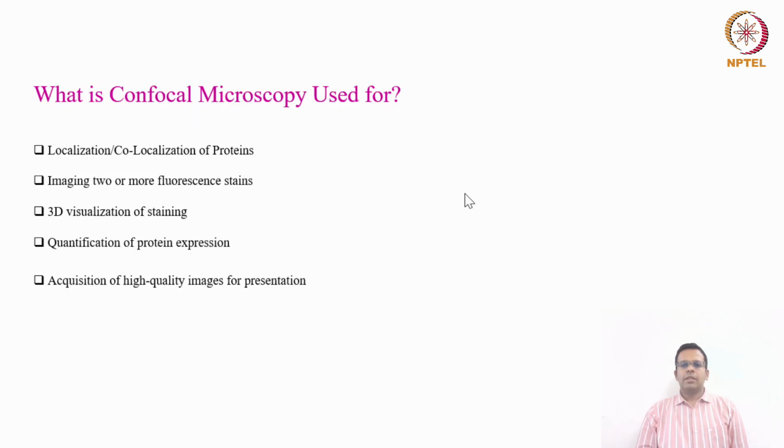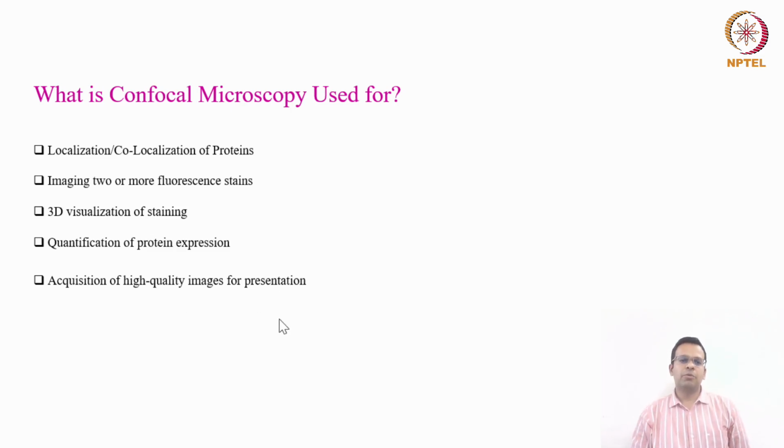Okay. So coming to the last slide, here you can see for what applications confocal microscopy is used. Confocal microscopy can be used for localization and co-localization of proteins if you want to do multicolor imaging. Then imaging two or more fluorescent stains, the same thing like multicolor imaging, in 3-dimensional, 4-dimensional, 5-dimensional. 3D visualization of staining, quantification of protein expression, and acquisition of high quality images for presentation. So this last point is actually very important.